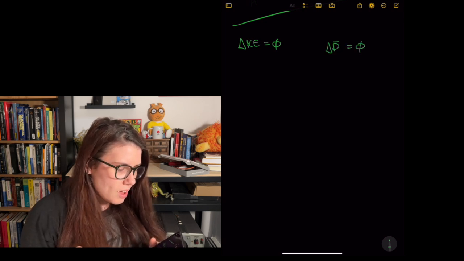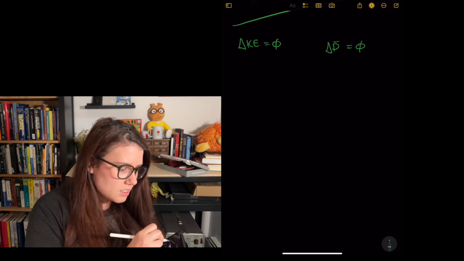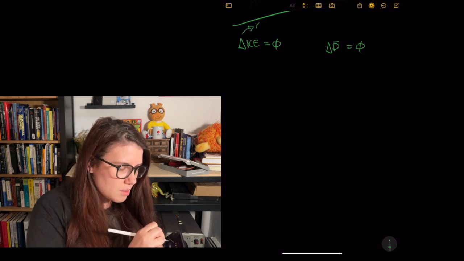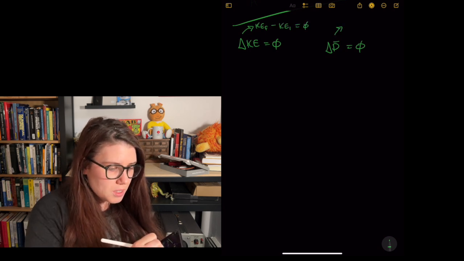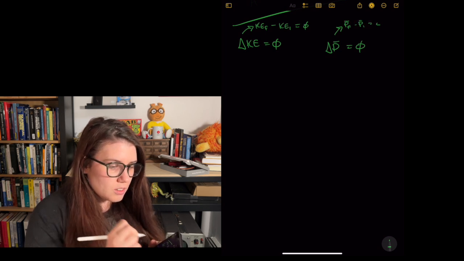I never know how much detail to give you guys. So this delta just means that you have some final kinetic energy minus some initial kinetic energy, and the change is 0. And it's the same here. This is momentum. P is momentum. So it's P final minus P initial equals 0.